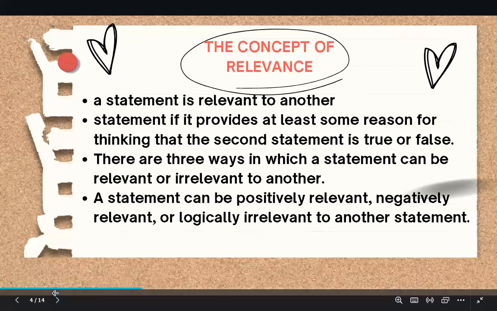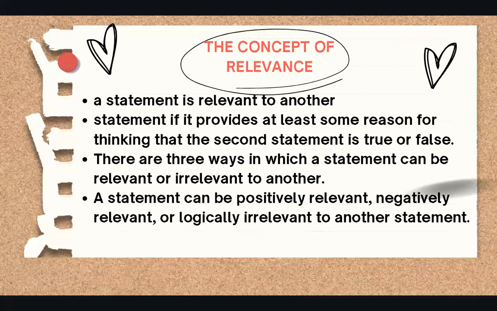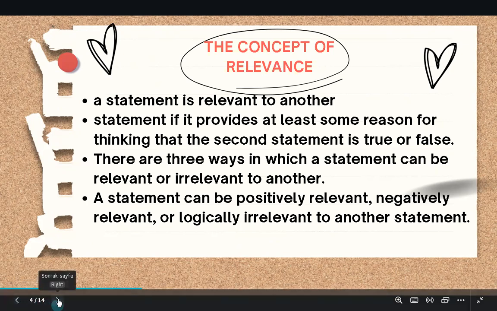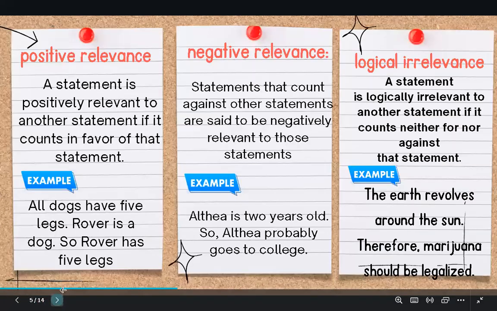When it comes to the concept of relevance, a statement is relevant to another statement if it provides at least some reason for thinking that the second statement is true or false. There are three ways in which a statement can be relevant or irrelevant to another. A statement can be positively relevant, negatively relevant, or logically irrelevant to another statement. Let's have a look at them in depth.